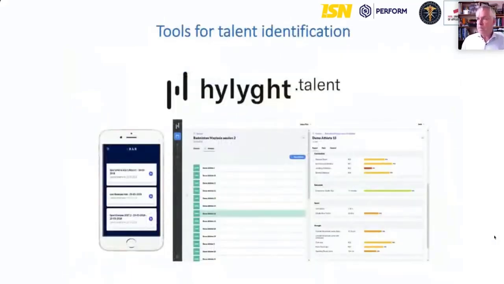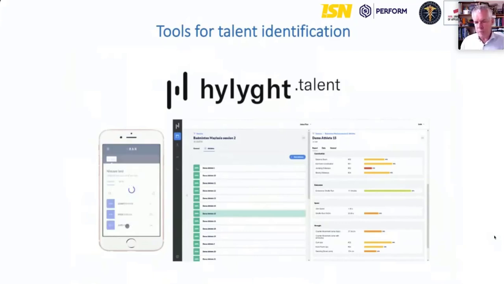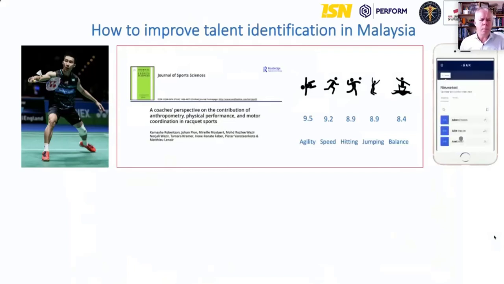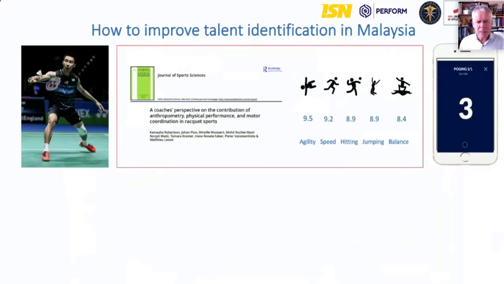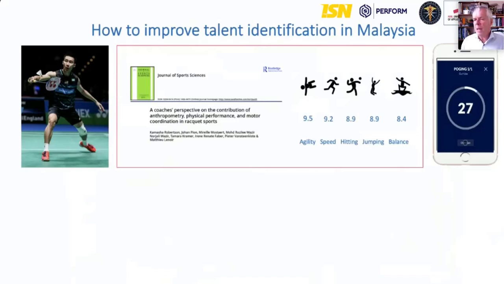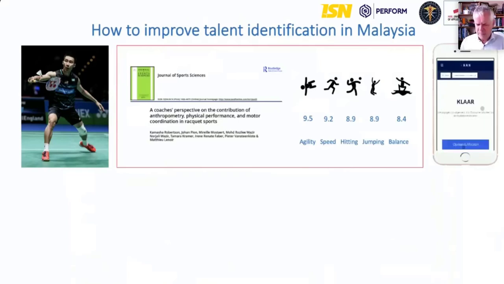Now, we have several tools to register all those numbers and to find out what the weaknesses are. How can we improve that in Malaysia? Well, we all know that Lee Chong Wei is top in Malaysia with badminton, and if you look at the next champion in Malaysia, you should know about the capacities that you need. You need agility, speed. You have to hit, jump, and you need a good balance. So those are the prerequisites for your performance in the future. And we try to detect that in the children.